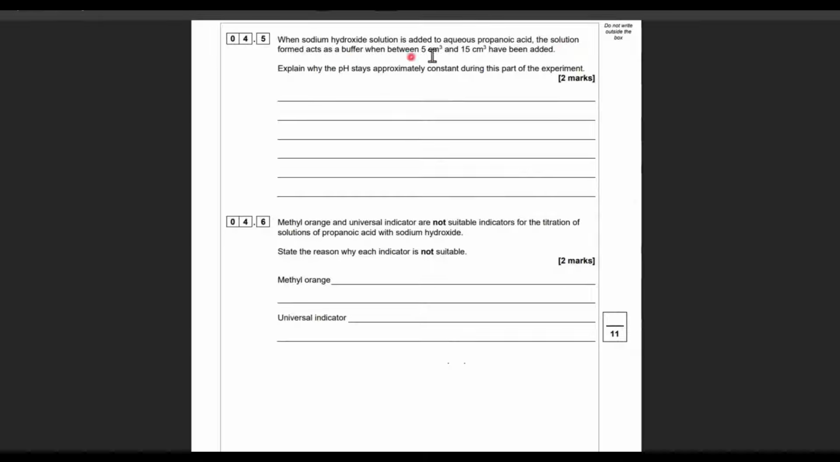4.5, when sodium hydroxide solution is added to aqueous propanoic acid, the solution formed acts as a buffer when between 5 and 15 centimeters have been added. Explain why the pH stays approximately constant during this experiment. So why don't you pause the video, grab your pen. It's theoretical. Two sentences will get you this.